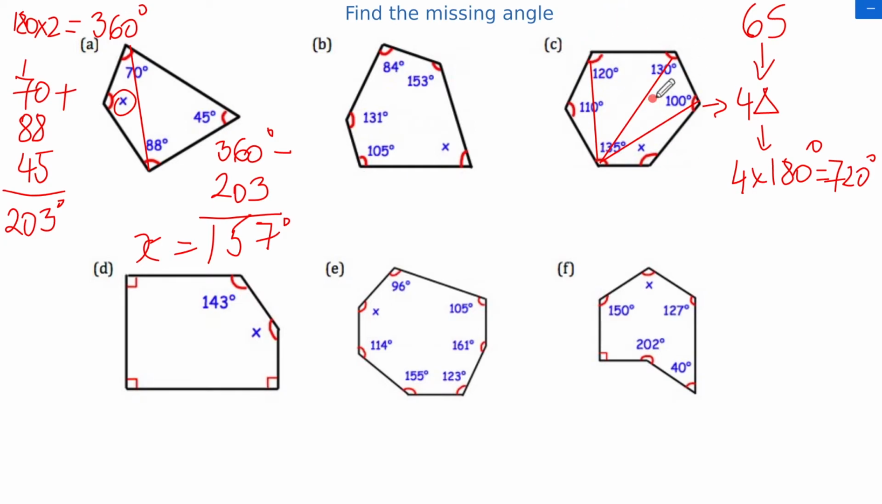Okay, so now we have to add up all of the ones that we know, and obviously we should get less than 720, so we can find the difference after that. So we do 120 plus 110 plus 130. You can take them in order just to make sure you don't forget one of them. So I did this one and 135.